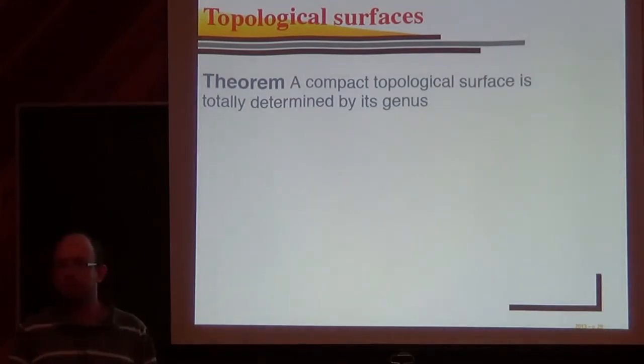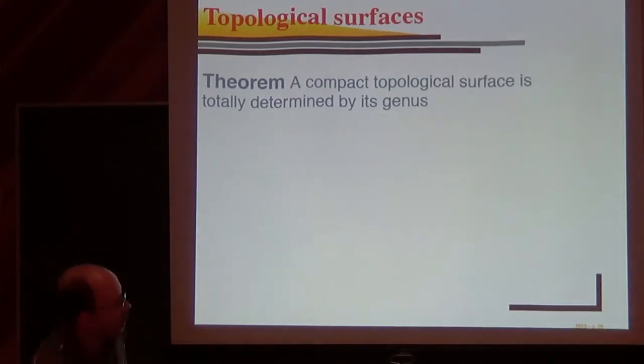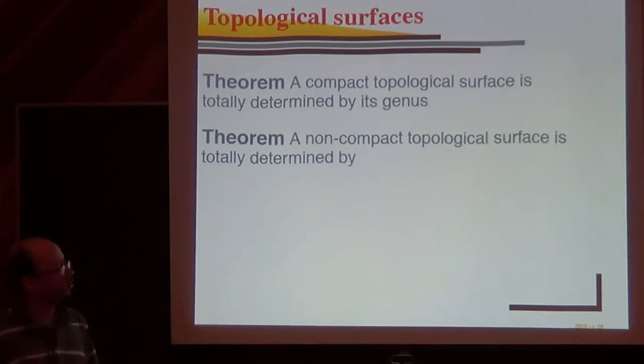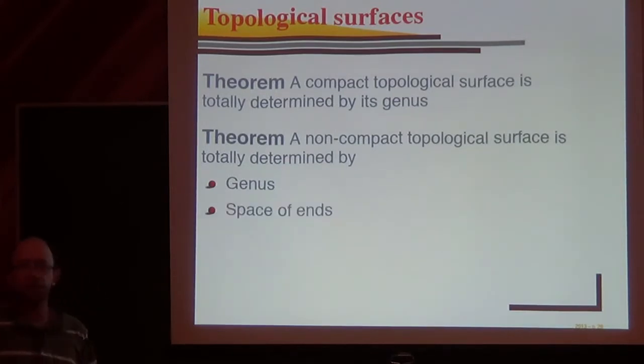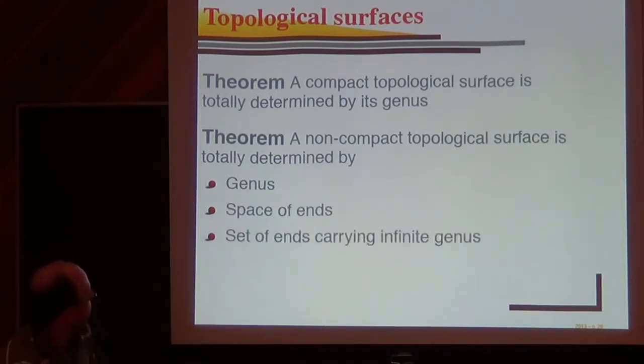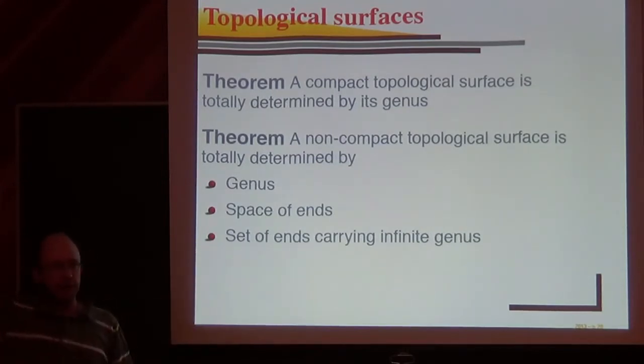So now, I remind that if we want to classify compact surfaces, then the only thing we need is the genus. The genus gives us which topological surface we are talking about. However, in non-compact topological surfaces, that's not the case. We do need the genus, we do need the space of ends, and also we need a subspace of the ends that are carrying infinite genus.